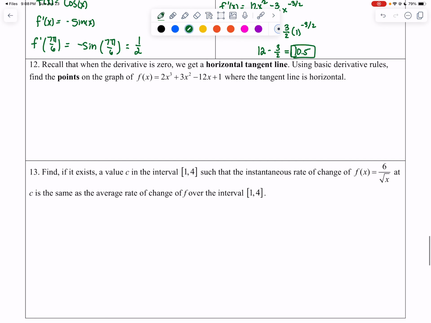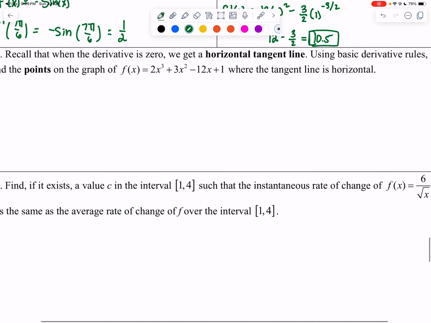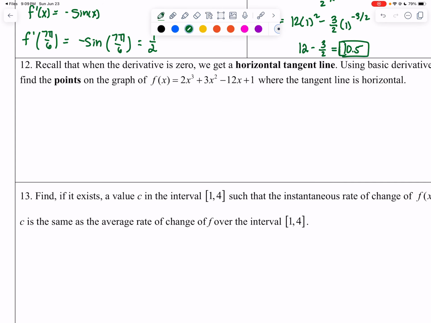Remember that whenever we sketch something and we get a horizontal tangent line, that means that our derivative is 0. So what we're going to be doing here is finding the points on the graph of f of x where our tangent line is going to be horizontal. So in order to do that, we're just going to take the derivative. So 6x squared plus 6x minus 12, and we're going to set that equal to 0.